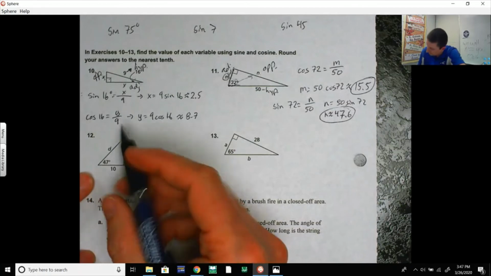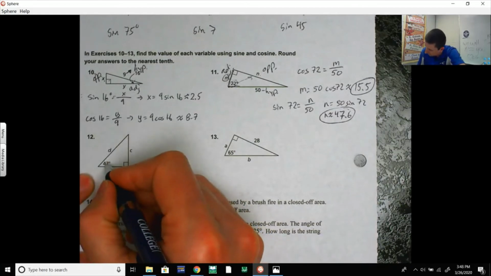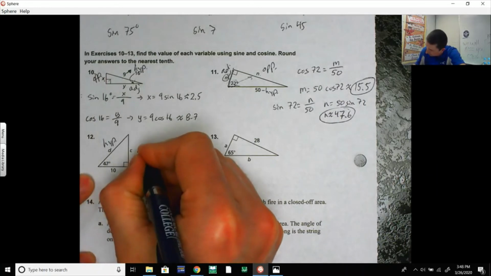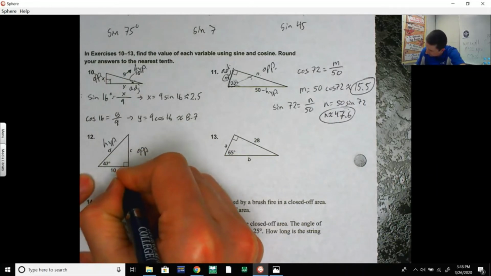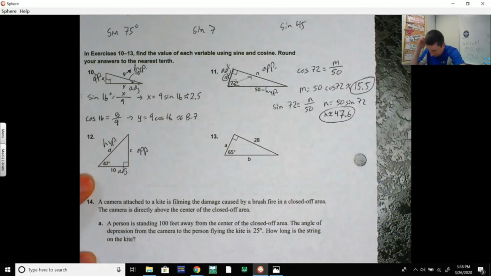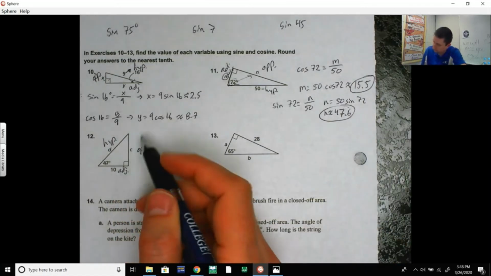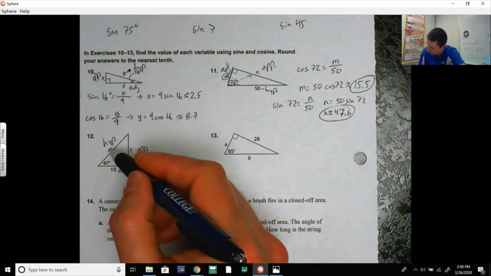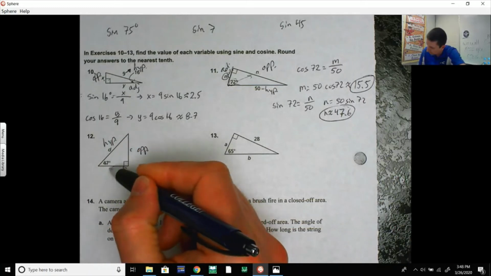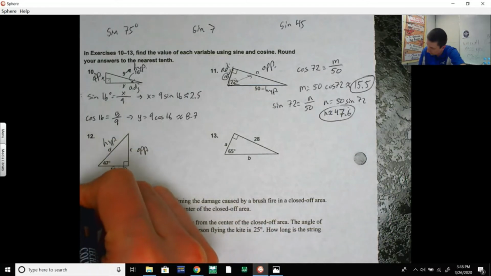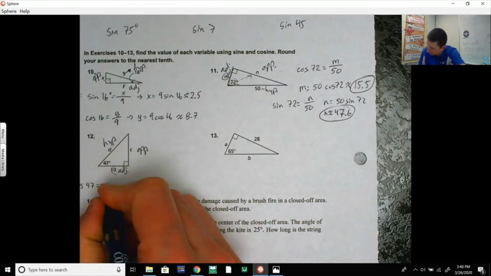C and D. Okay, so here's the 47. This is the hypotenuse. This is opposite. And this is adjacent. So let's find the hypotenuse first. It doesn't matter whichever one you want to find first. I know my adjacent. So adjacent and hypotenuse is cosine. So the cosine of 47 equals 10 over d.